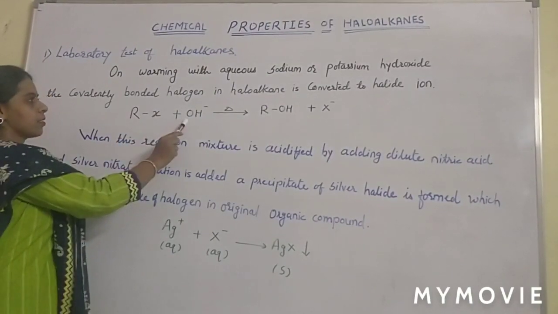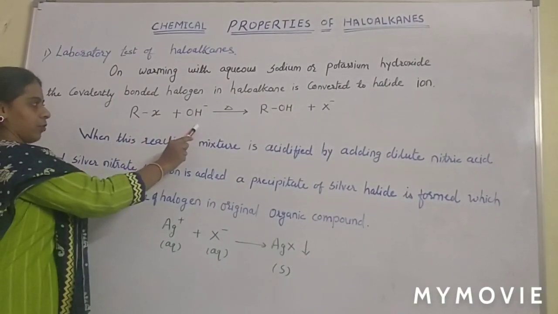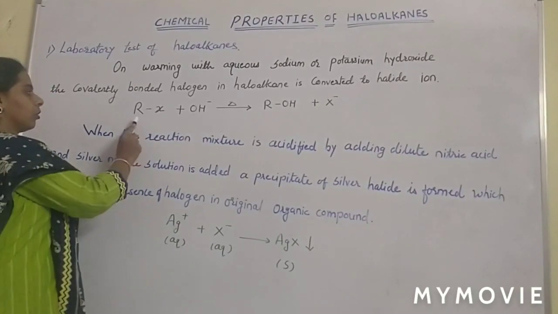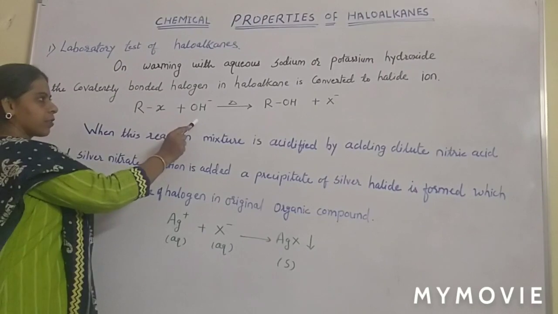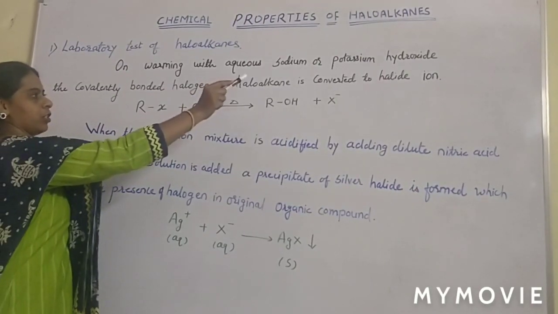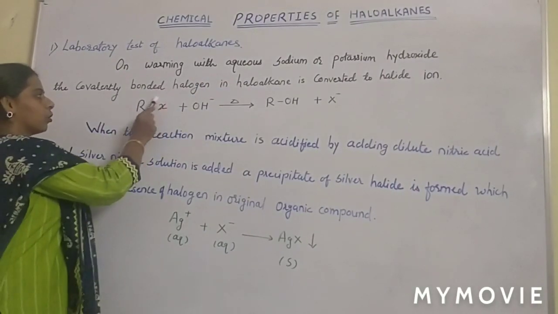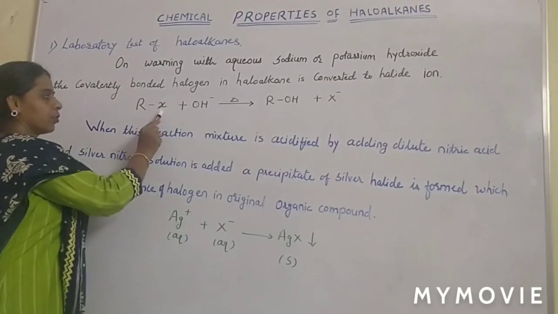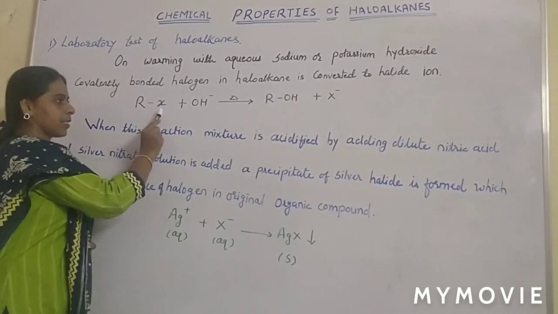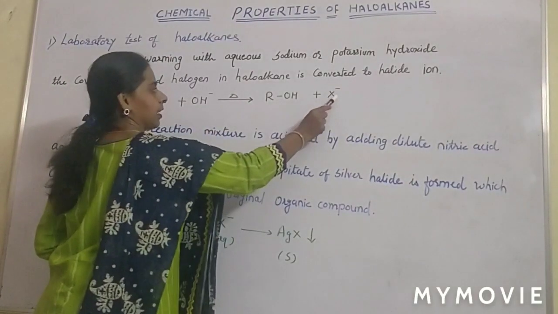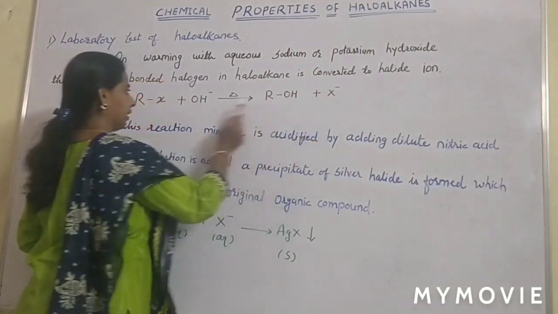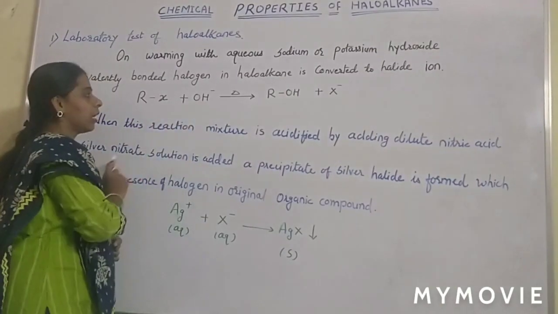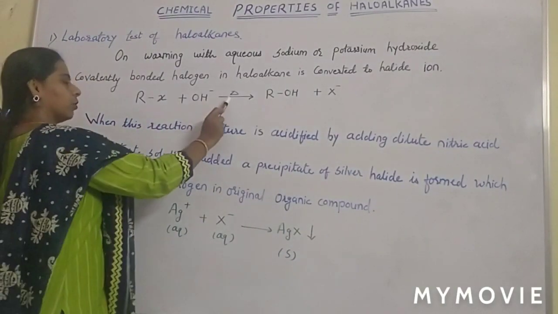This is our alkyl halide. This is the sodium or potassium hydroxide. Here we have taken only the hydroxide ions. So when alkyl halide reacts with sodium or potassium hydroxide, the covalently bonded halogen atom of haloalkane is converted to the halide ions, and this is our halide ion. The reaction is carried out between alkyl halide and OH minus, that is hydroxide ions.